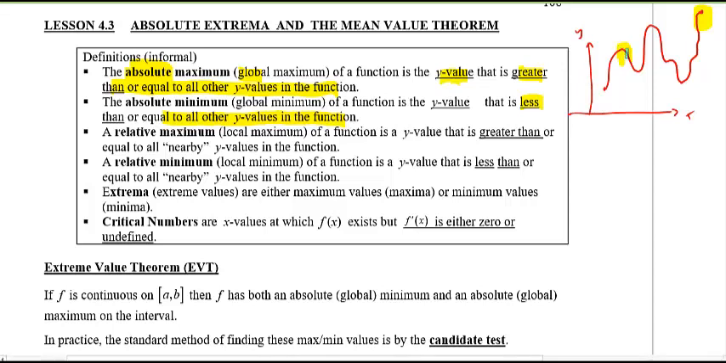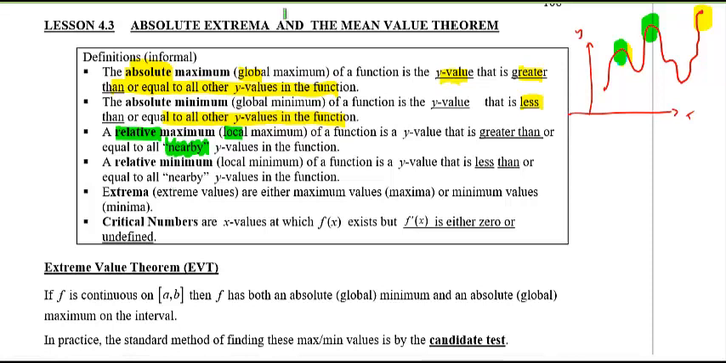What about these other maximums here then, right? What about these ones? How do we describe those? Well, we call them relative maximums or local maximums because the y value is greater than or equal to all the other nearby y values. So it's the highest in that local region. That's what we call the local relative. And similarly, the relative minimum or local minimum is the same. It's the lowest in that particular region.